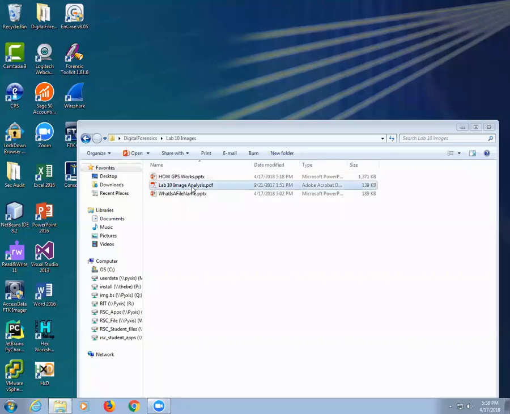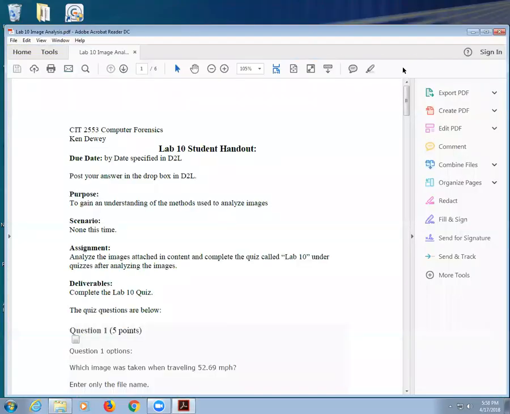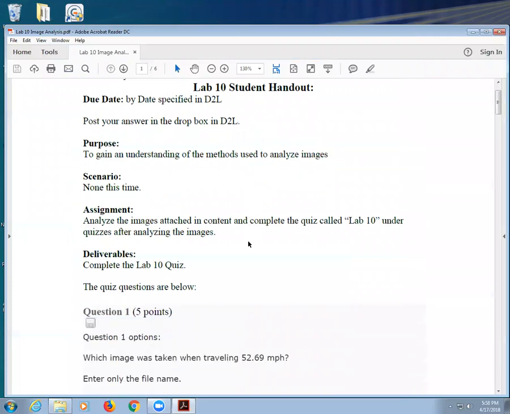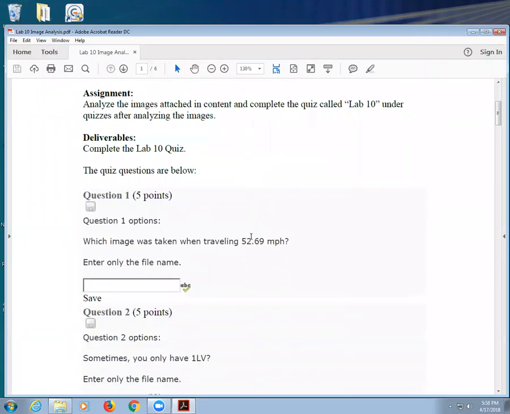Now let's talk about your lab. Okay, another very quick and easy lab. You don't need any phones this time. You're just looking at the images. No image can be used more than once. Okay? Well, that makes sense.